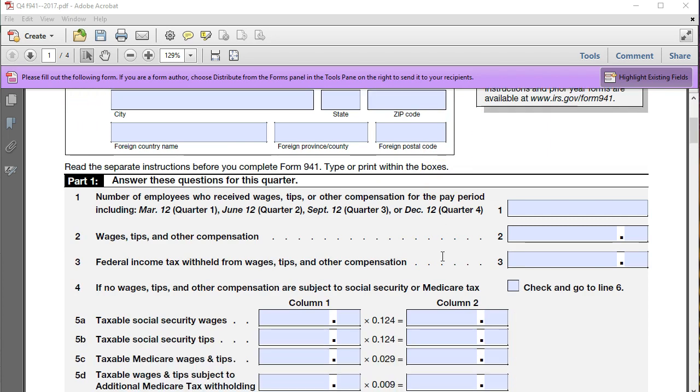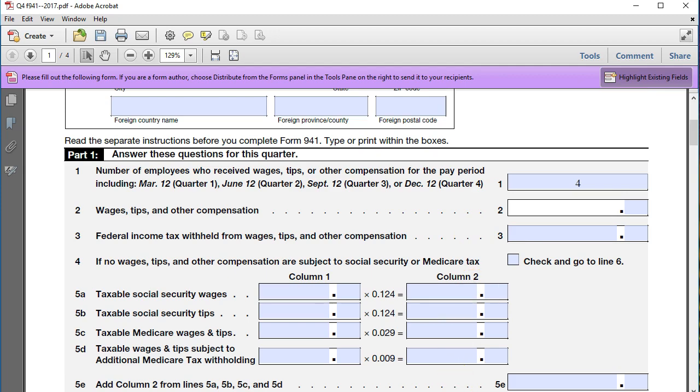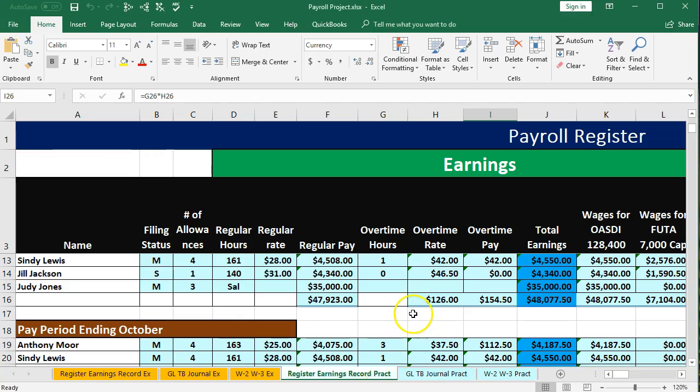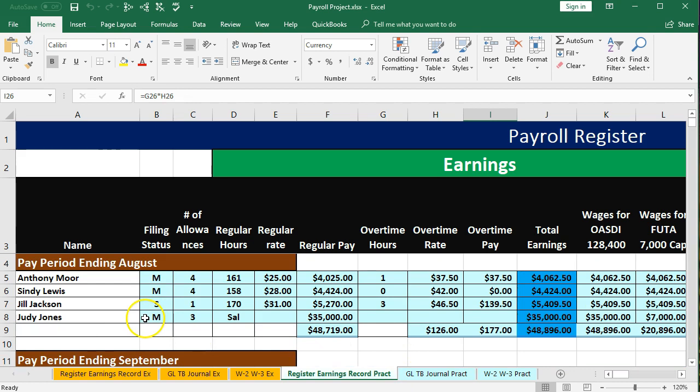The first line in part 1 says number of employees who received wages, tips, or other compensation. And for the fourth quarter, as of December 12th, we had 4 employees. Wages, tips, and other compensation: remember that this really lines up to the federal income tax, so we're kind of looking for the FIT wages, tips. So if we go to our worksheet and we scroll back down, I've frozen the panes up top.